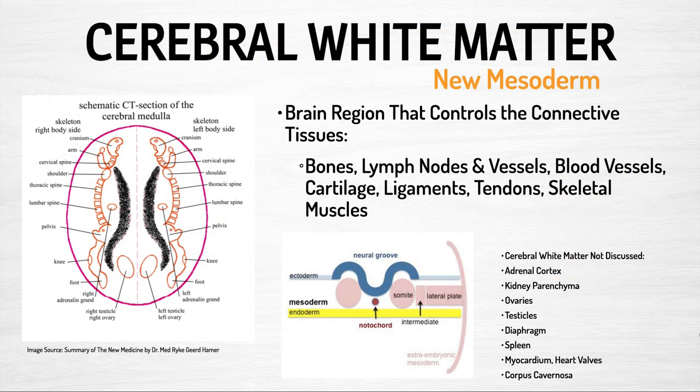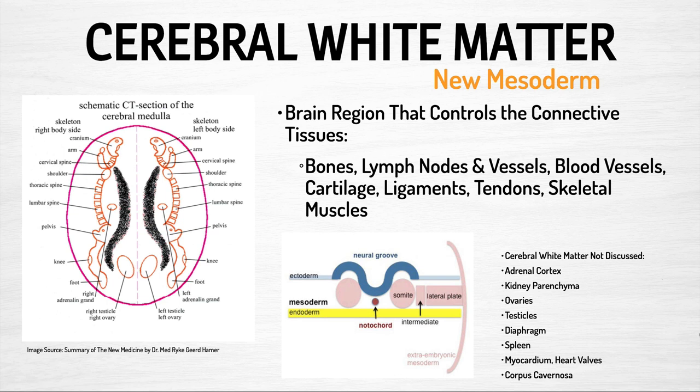So let's talk about the cerebral white matter itself. This is the control center. This is the brain region that controls the connective tissue. And so you can see the layout of where the cranium, the arm, the cervical spine, how every area of the body is controlled from a very specific region in the brain.